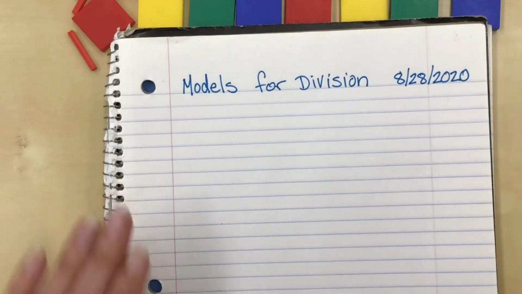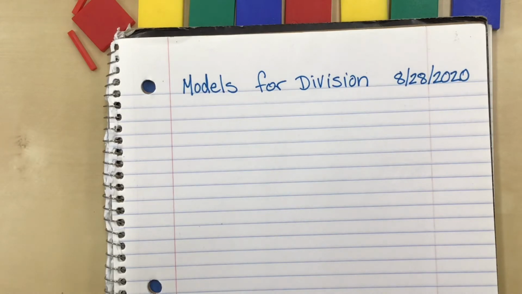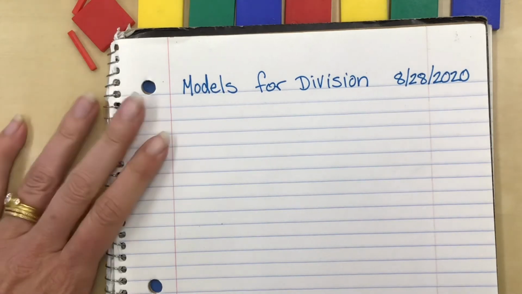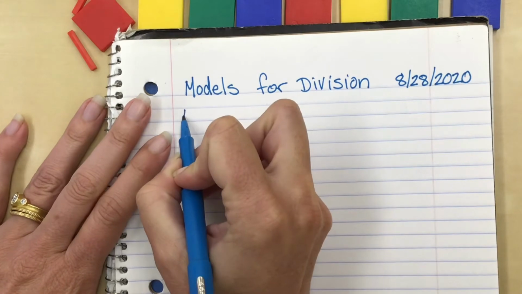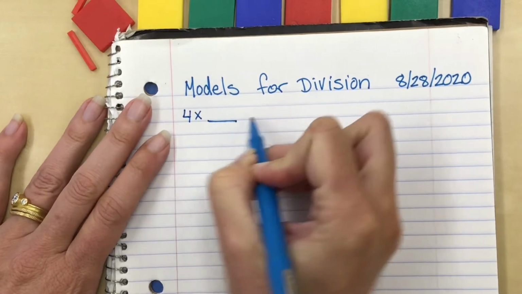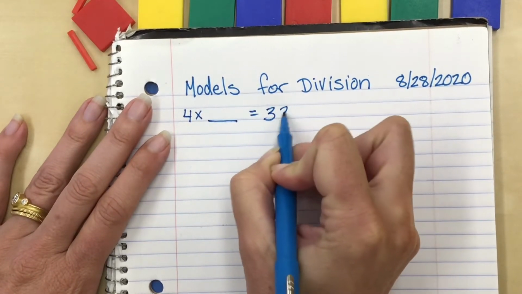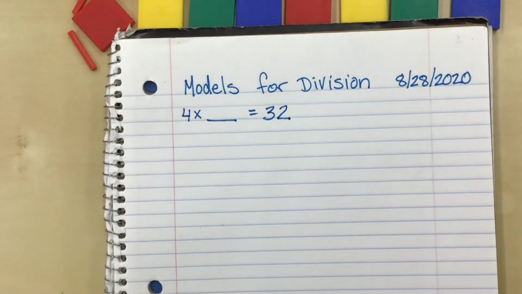Okay. And an equation you might have written down might be 4 times blank equals 32. Or now that you know there were 8 across, 8 in the row, you might have filled it in to say 4 times 8 equals 32.